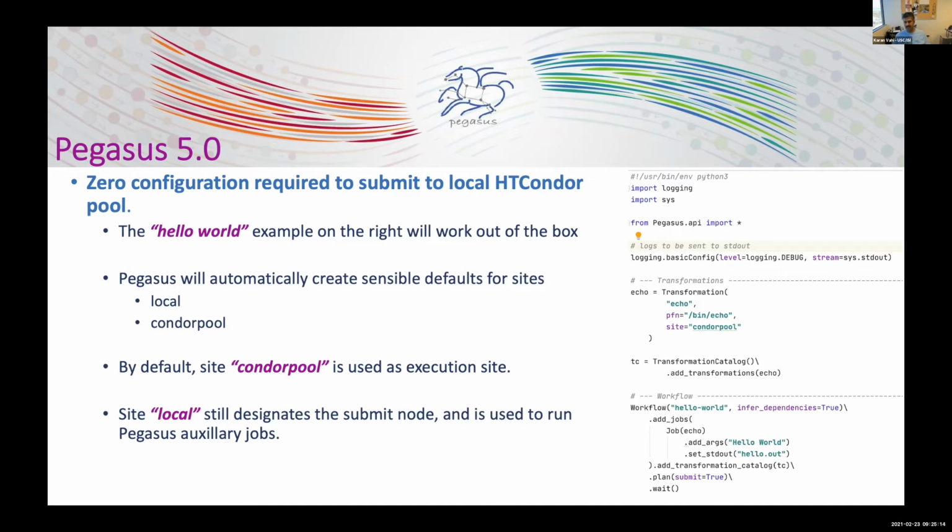And then your jobs get mapped to a site called condorpool, which refers to a local Condor pool on your submit host. And then on the right, I have a short snippet on how you can run a simple hello world workflow using the new Python API.